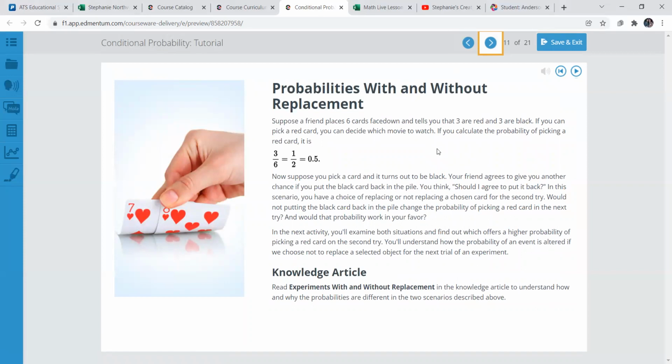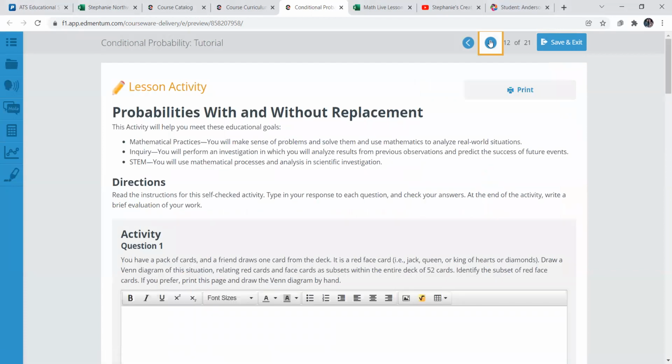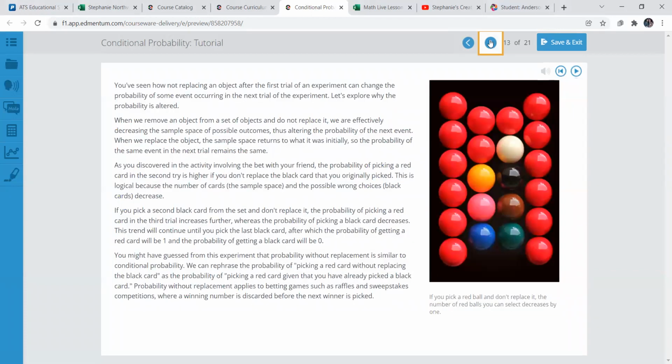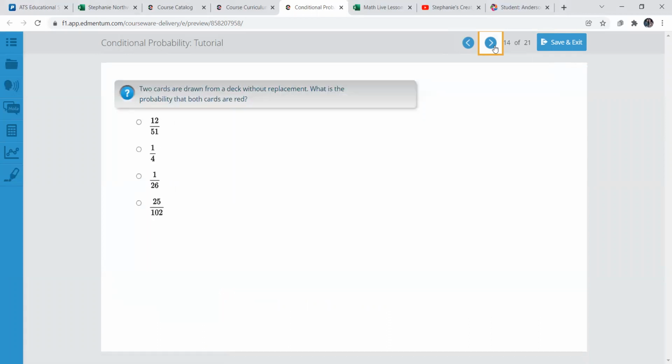Probabilities with and without replacement. So we have different probabilities here. This gives you some more examples with and without replacement. The probability of choosing a red ball would be much higher because there are several red balls here. The probability of choosing a white ball would be one out of however many balls there are, because there's only one. It's not a very good chance you would pick the white ball versus the red.